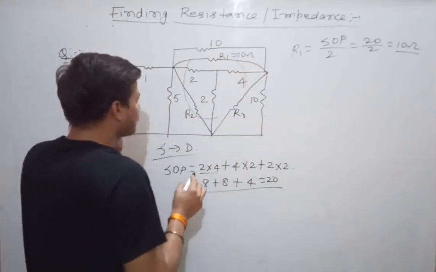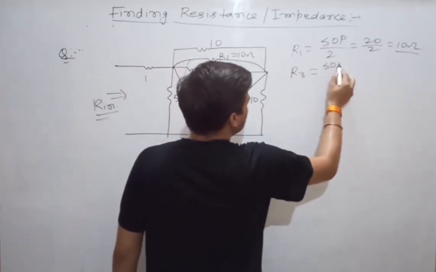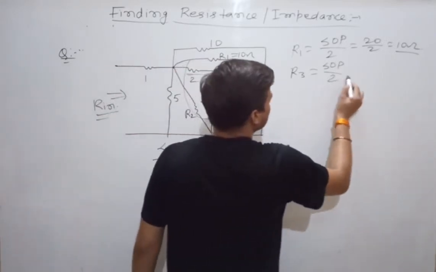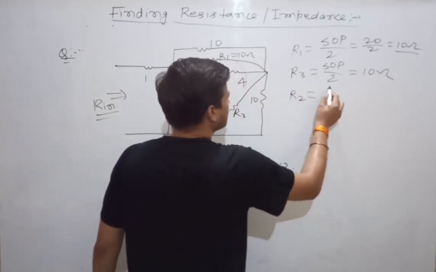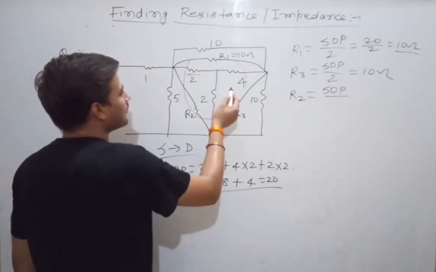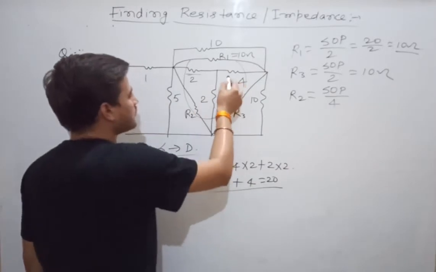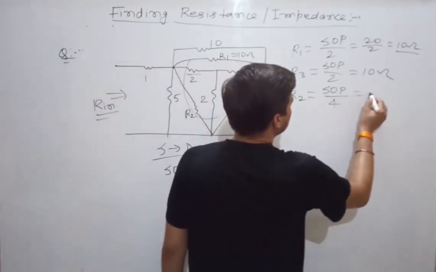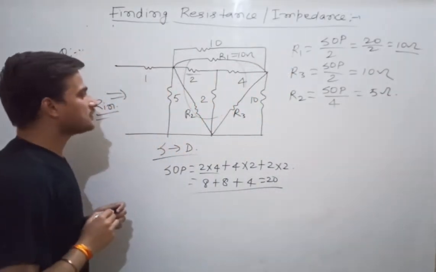Similarly, when you calculate R3, it will be SOP divided by 2 again. That means 10 ohm. And next is R2. R2 is SOP divided by 4, because here you can see the branch. SOP divided by 4, that means 5 ohm.